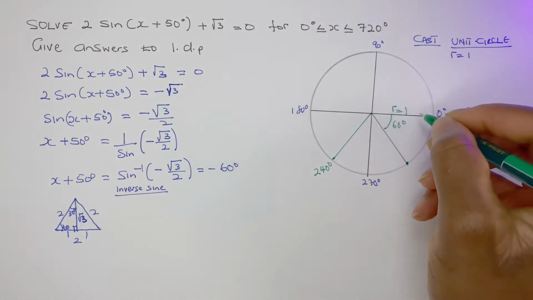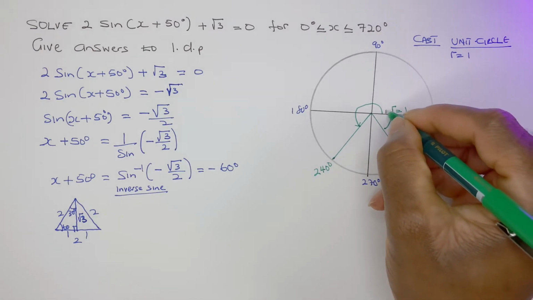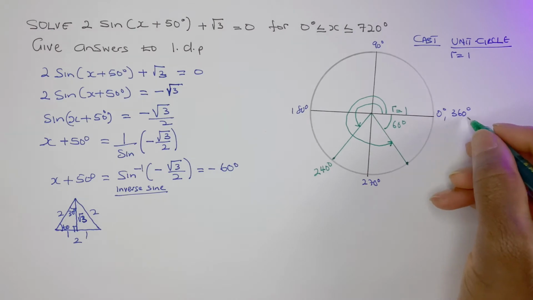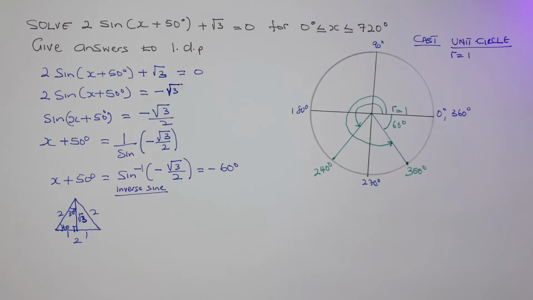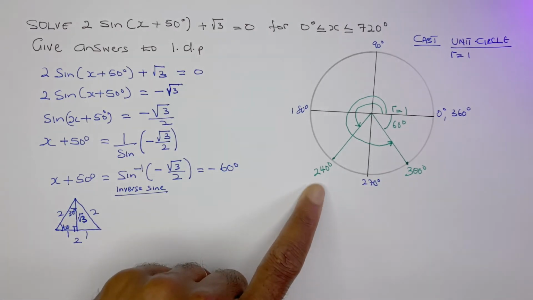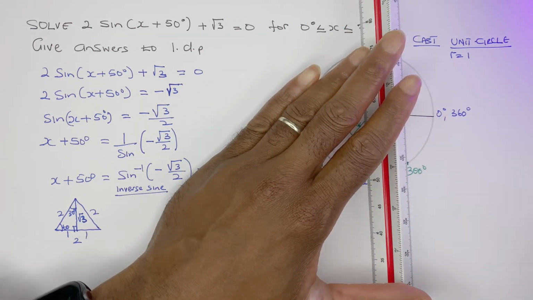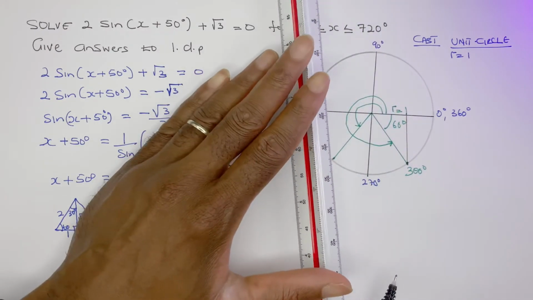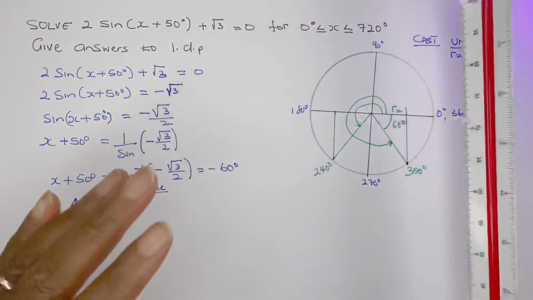And if I start from 0 all the way to there, that's 240. And also if I start from 0 all the way to there, that would be 360 minus 60, so that would be 300 degrees. So those are the values we're looking for. Why? Because y is negative. If I project that line down onto the y-axis, it's negative, and this one is negative as well. So that's why I've chosen that.